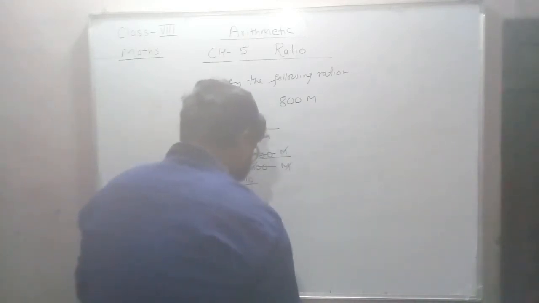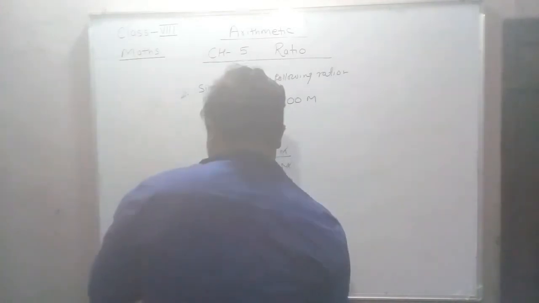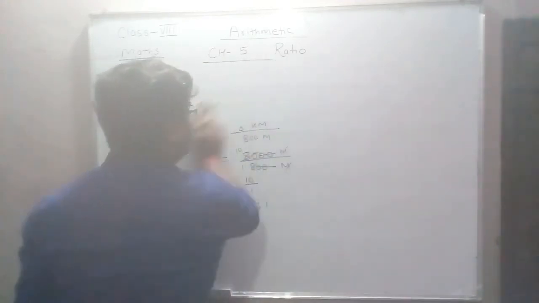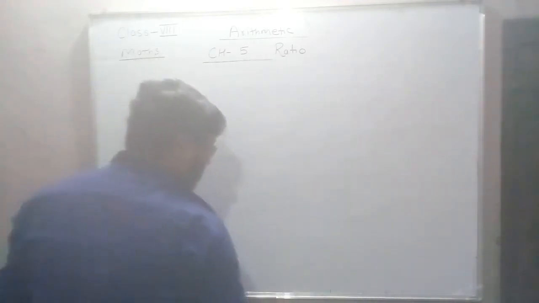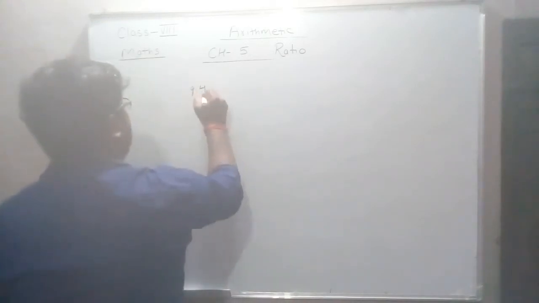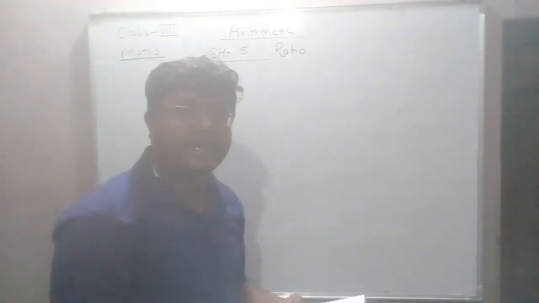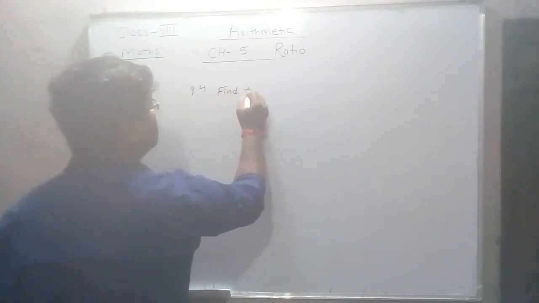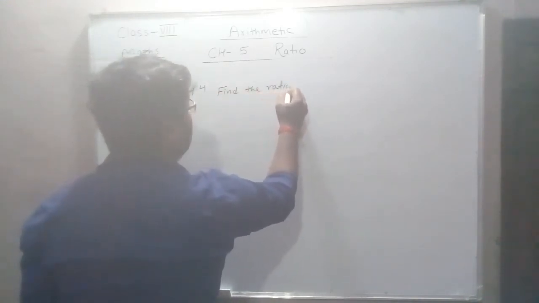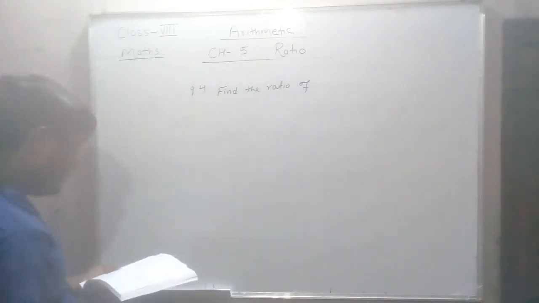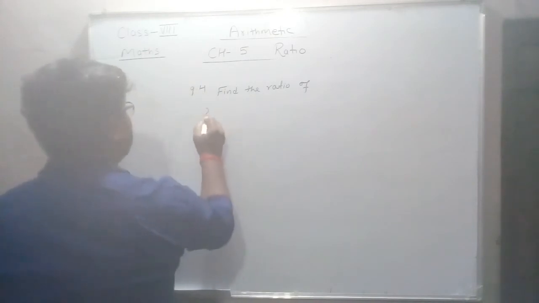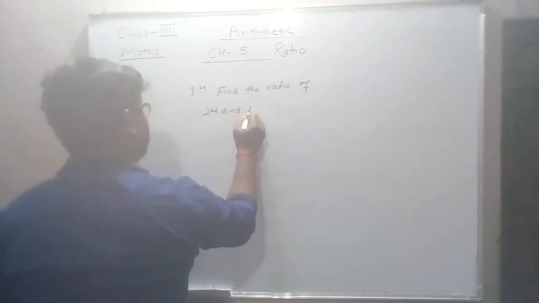Similarly, next is your question number 4. Question number 3 you can easily do, so I am not discussing it. From your question number 4, I am discussing this on page number 185. Please look at your book. Question number 4 is, find the ratio of 24 and 40.